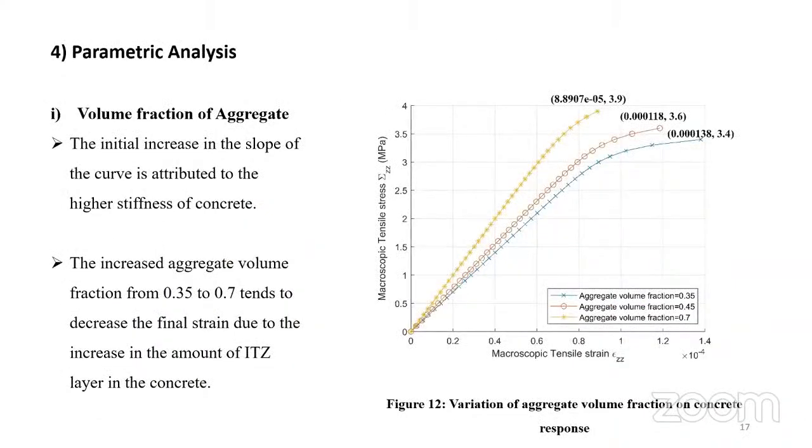So if we carry forward the research with the parametric analysis, the next results deal with the parametric analysis in which the first parameter is volume fraction of aggregate, which is varied as 0.35, 0.45, and 0.7, keeping the diameter constant. Since the aggregate has the highest strength in all three cases, the increase in its volume fraction increases the initial stiffness, which is observed here. Hence, the initial slope of the response is increased. But it also increases the volume fraction of ITZ layer. Thus, the final strains are reduced. Since the ITZ is increased, the cracks will form more at higher volume fraction.